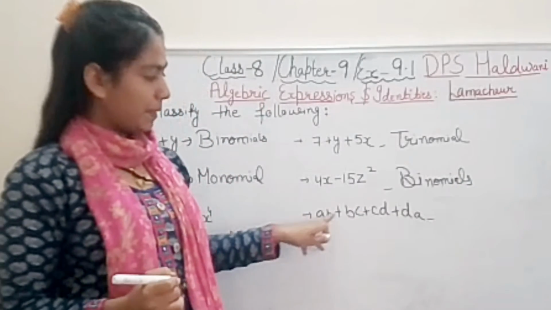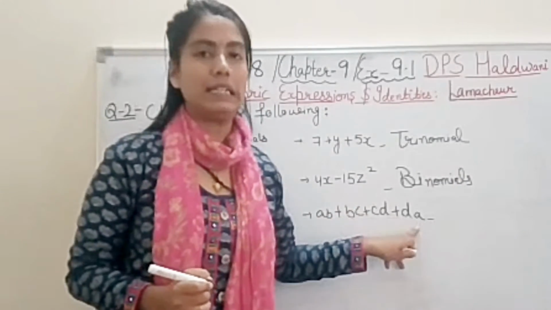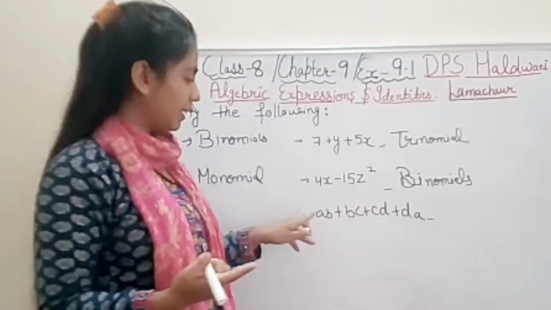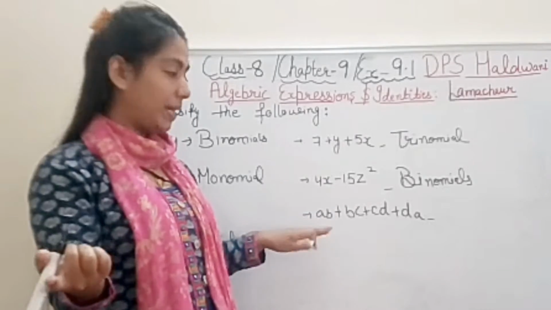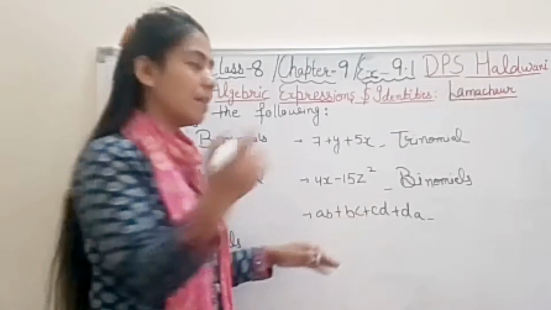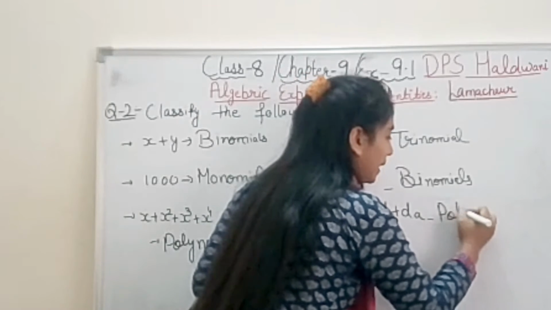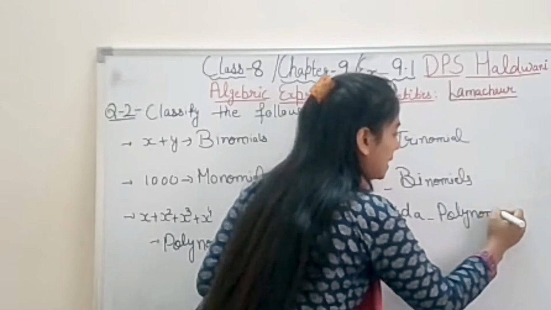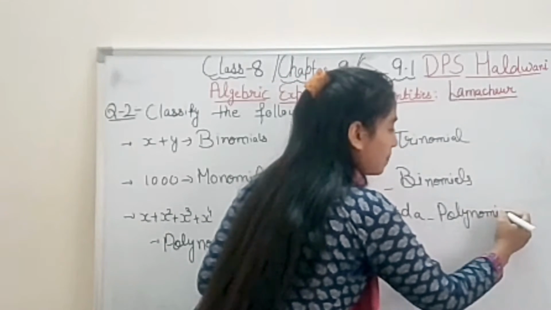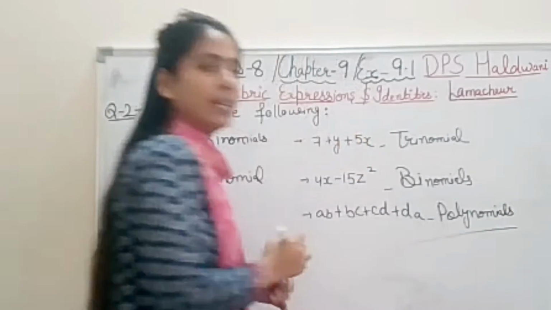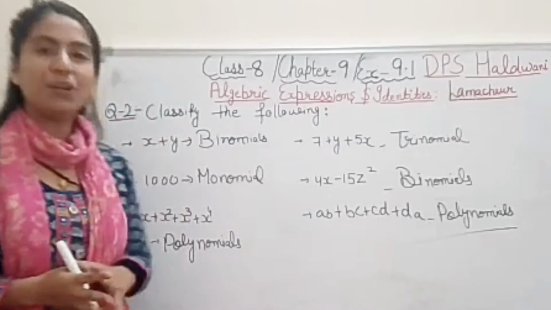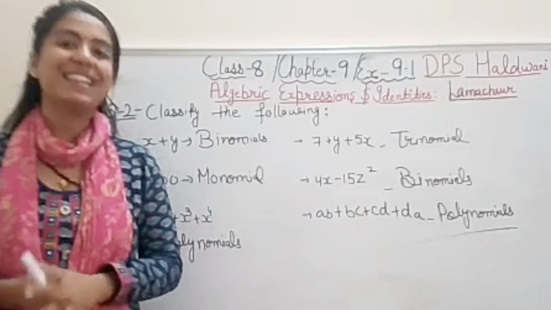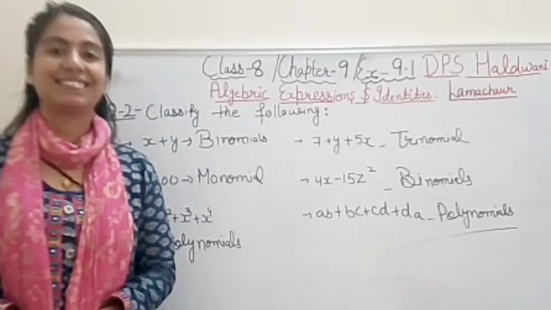And see, AB plus BC plus CD plus DA. Coefficient is 1, 1, 1, right? And how many terms? 4. And 4 terms comes under the polynomial. Right, student? These are the basics about the algebraic expression. Okay? So this is all about question number 2, which is very simple. Now coming to our next question.